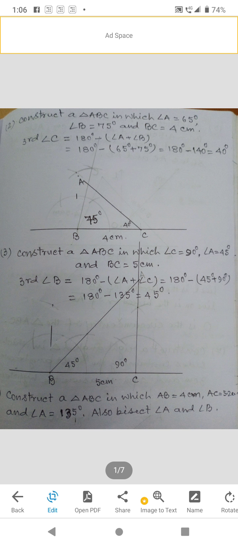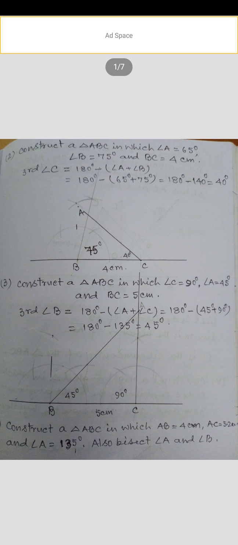First of all, find third angle C. How can we find the third angle C? 180 degree minus sum of the angle A plus angle B equal to 180 degree minus bracket angle A equal to 65 degree and angle B equal to 75 degree is equal to 180 degree minus 140 degree equal to 40 degree. Now draw a line and cut a line segment BC equal to 4 centimeter.